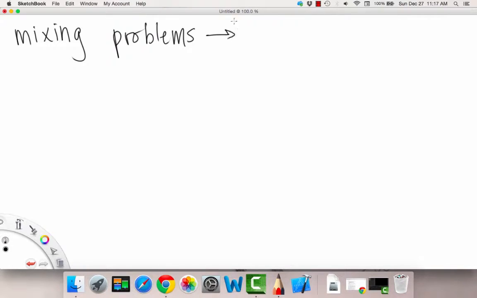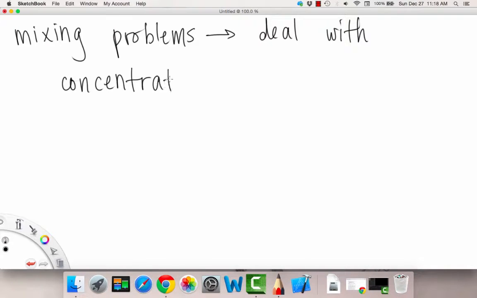So what mixing problems are, let me write a casual definition here. Mixing problems basically deal with, like I said, a very casual, flexible definition. As you can tell by the name, it doesn't sound too technical, right? It's just mixing problems, okay? So we're going to deal with concentrations of solutions.